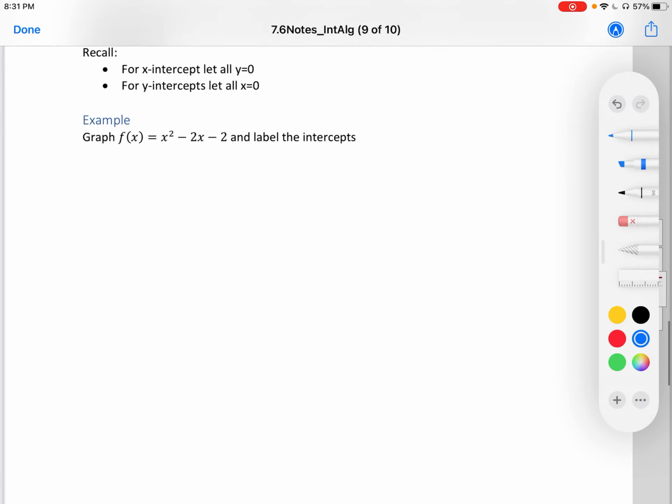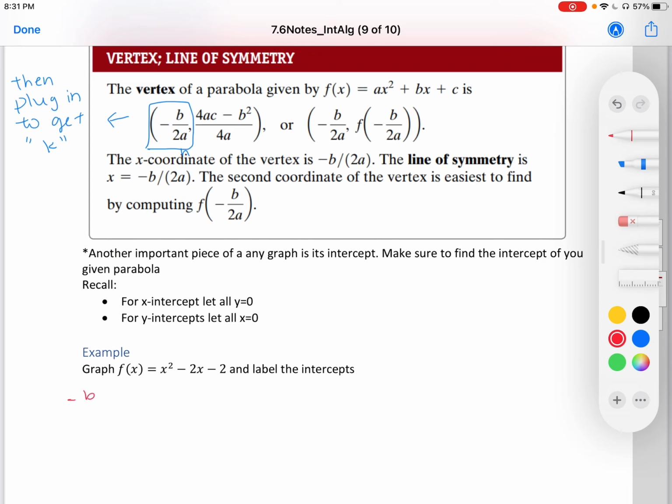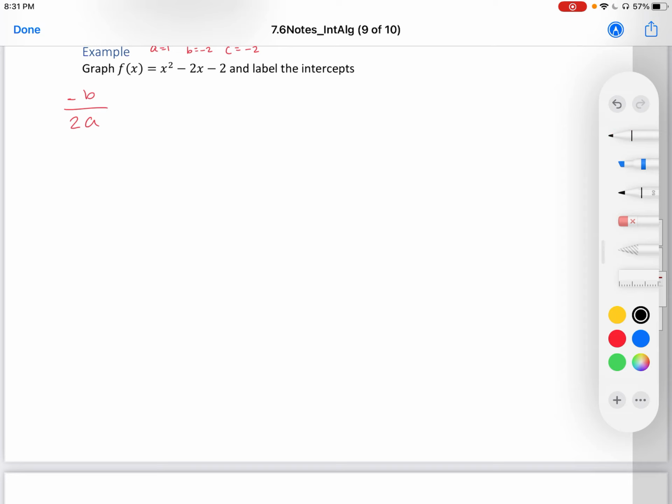So let's go ahead and graph x squared minus 2x minus 2 and label the intercepts. Now, it's not in a way where I can easily pick out the vertex, and I don't want to complete the square. So let's go ahead and use our vertex formula. So above, we see it's negative b divided by 2a. Our a is 1, our b is negative 2, and our c is negative 2. All right, let's go ahead and calculate that.